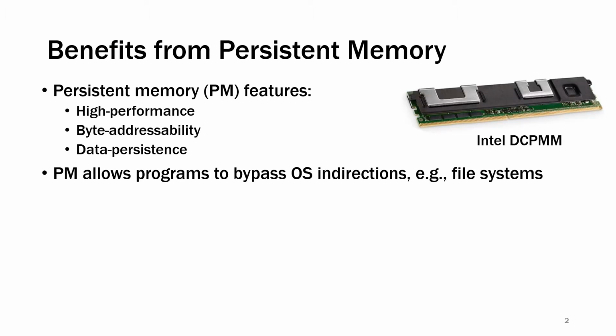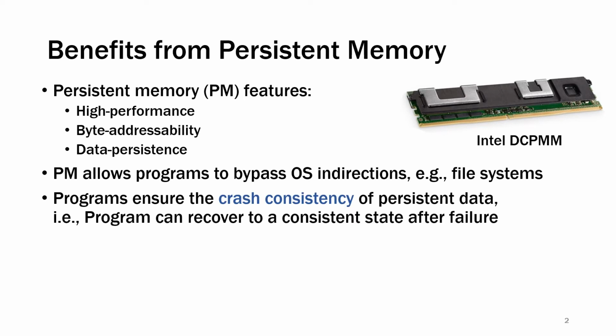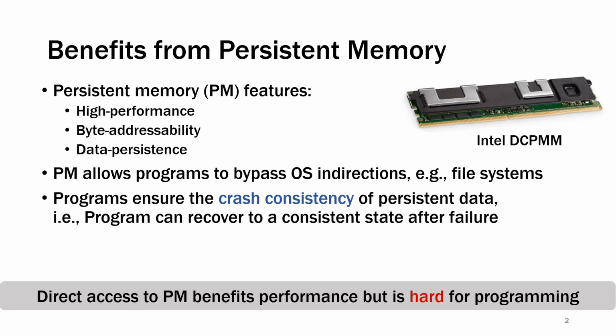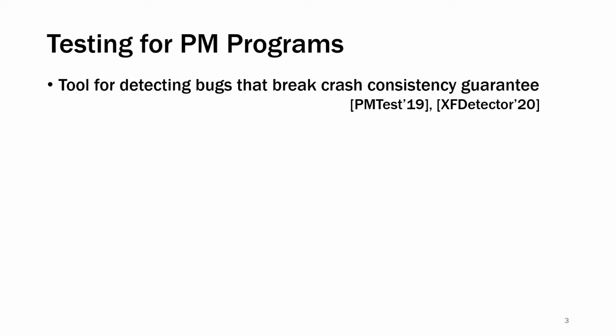I'd like to start with the benefits from using persistent memory. Persistent memory features high performance, durability, and data persistence. It allows programs to bypass OS interactions such as file systems. But the program then needs to ensure the correct consistency of persistent data. In other words, it needs to recover to a consistent state after failure. So, direct access to persistent memory benefits performance, but makes programming harder.